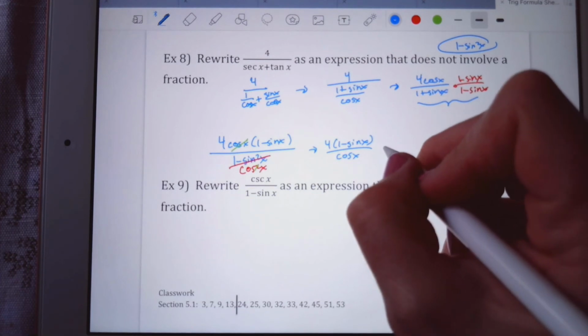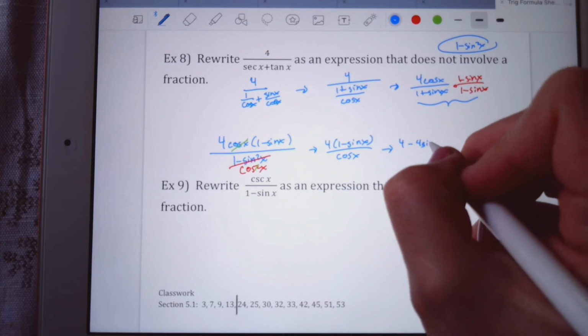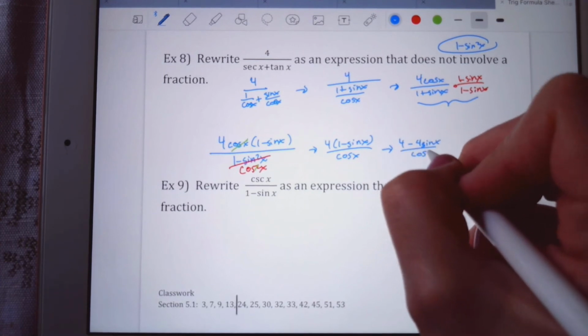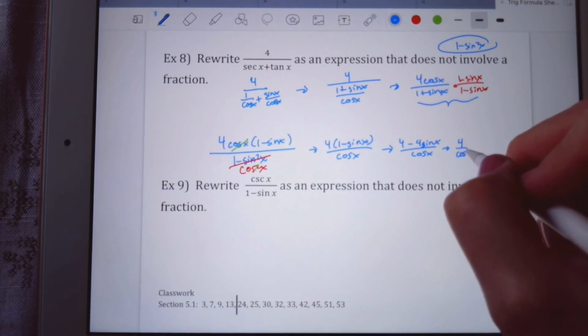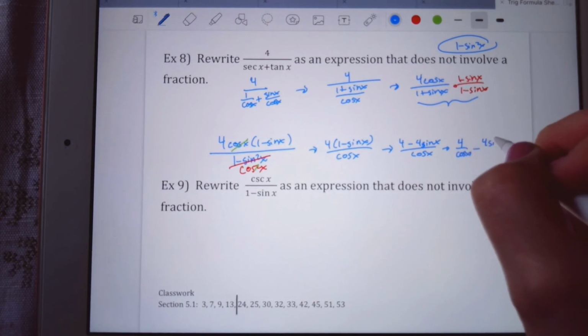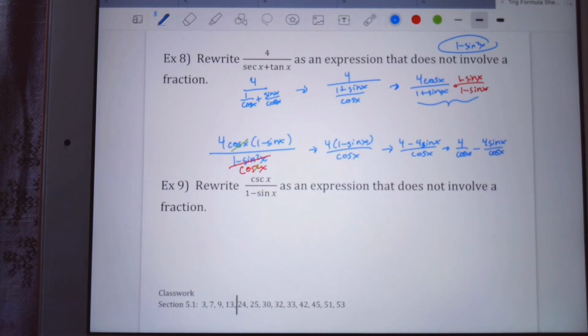Okay, so let's multiply out the top. I got 4 minus 4 sine over cosine. So it said it didn't want a fraction, so I'm going to change this into 2 parts. 4 over cosine minus 4 sine over cosine. Now I'm just saying sine over cosine, but it's really sine x over cosine x. I'm just abbreviating it.